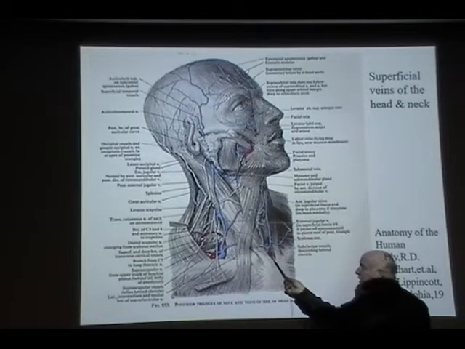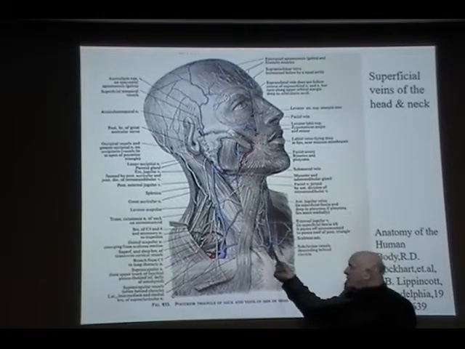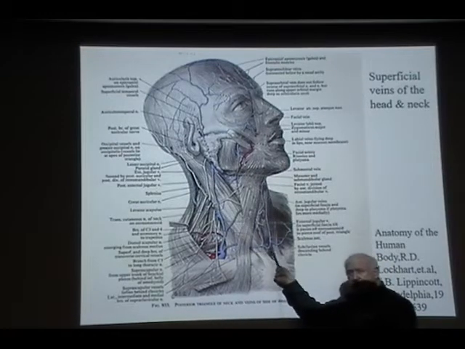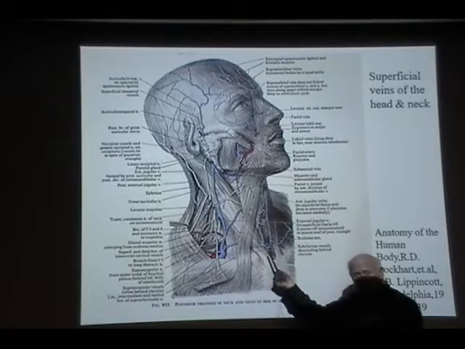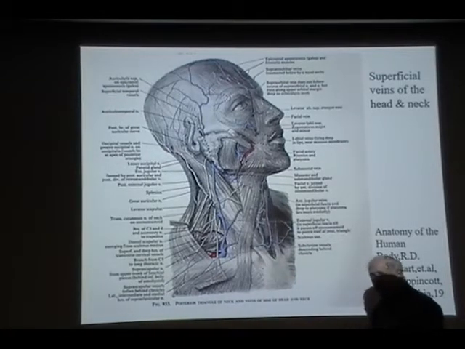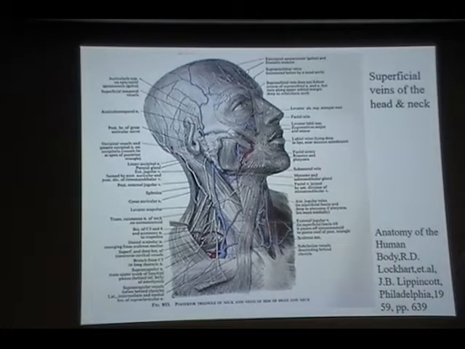What is this space here on the top of the sternum? Jugular notch. What venous channel is running across the jugular notch? Transverse jugular vein. Transverse jugular vein.